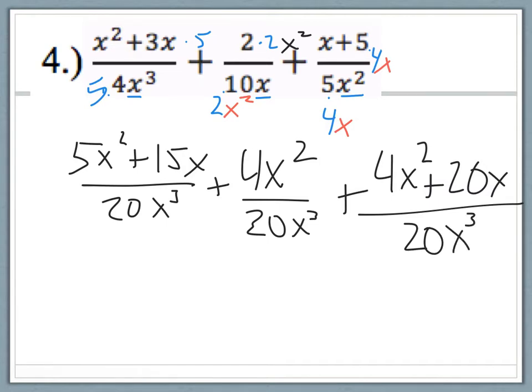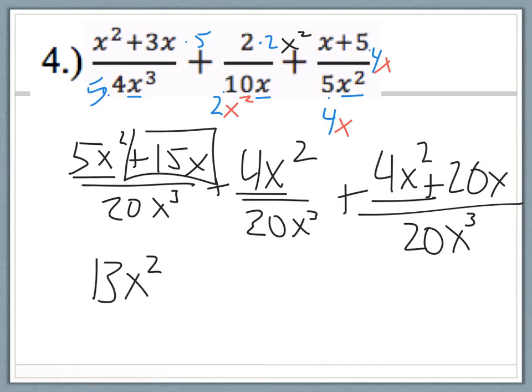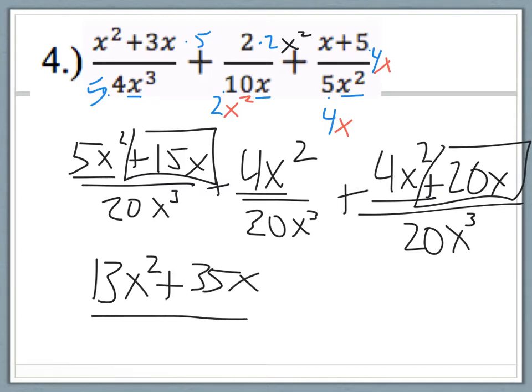I have 5x squared plus 4x squared plus 4x squared, which is going to give me a grand total of 13x squared. And then I have 15x plus 20x, which is going to give me positive 35x. All of that is going to be over 20x cubed.